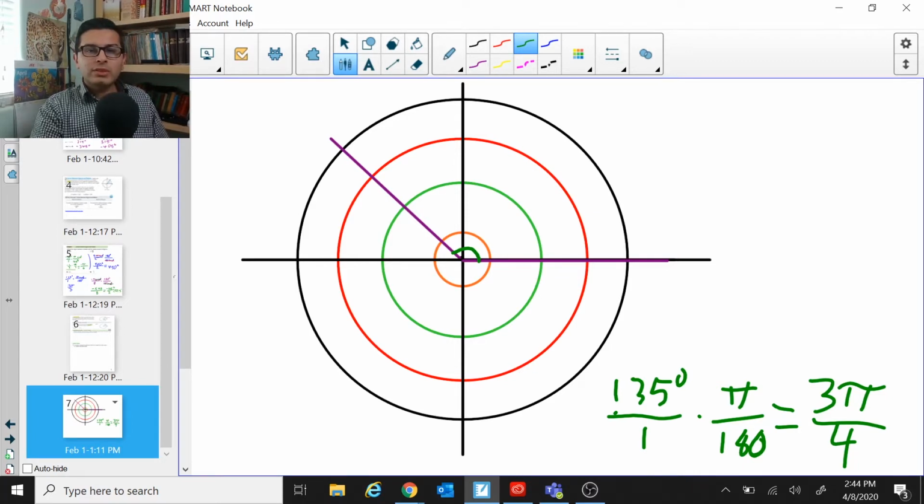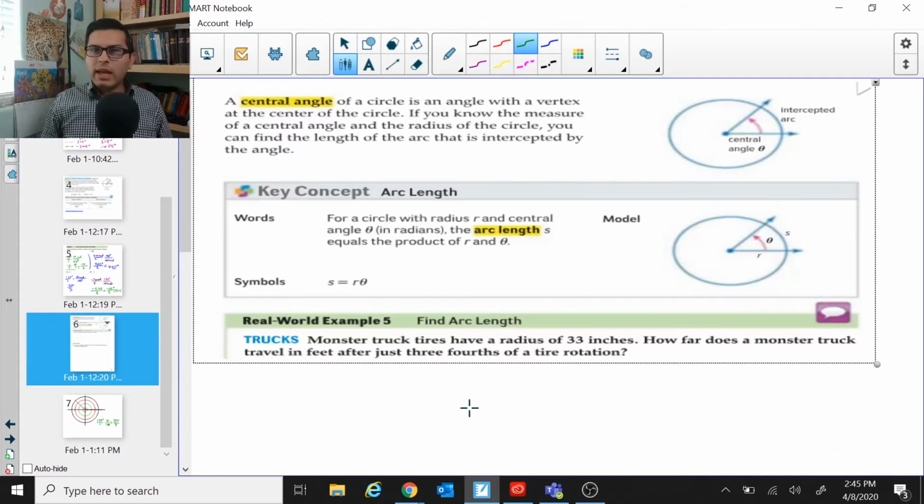For each one of these circles, orange, green, red, and black, it all has the exact same central angle, which is 3 pi over 4. However, the arc length is different. Now, with that in mind, how do we actually calculate this arc length that we speak of?